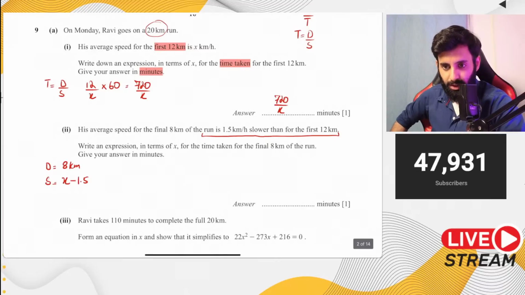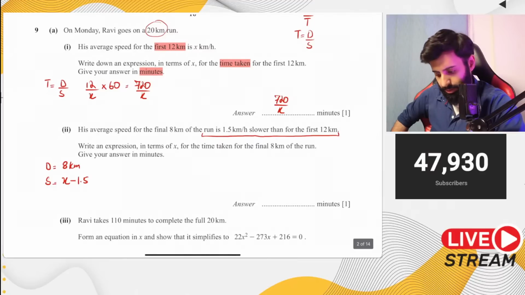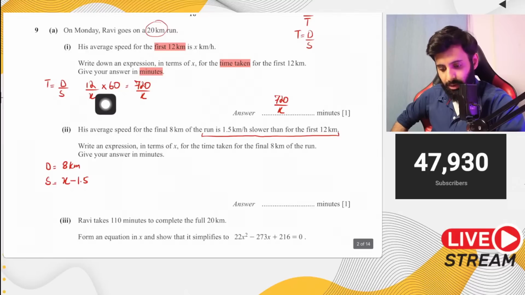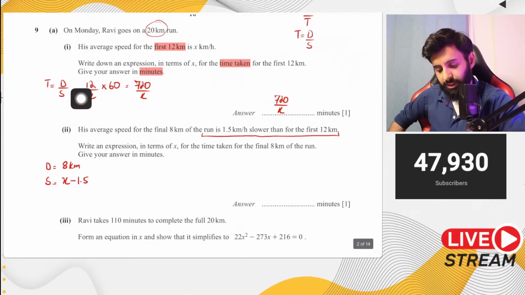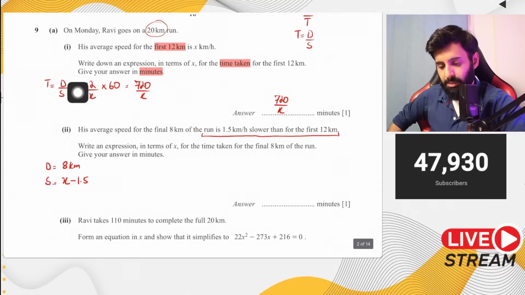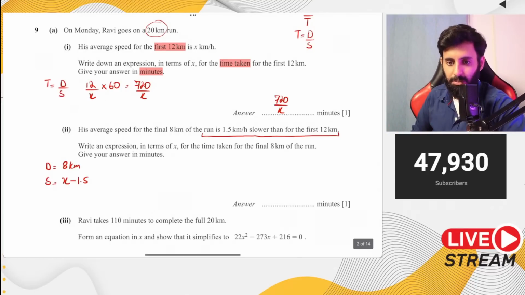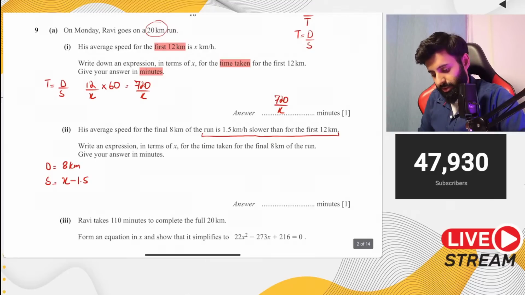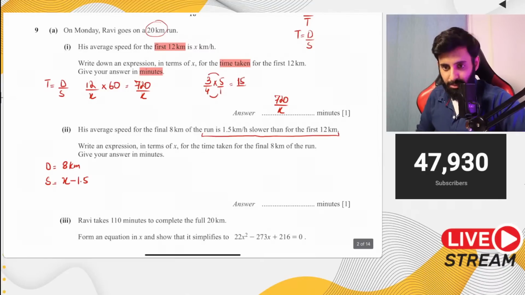Now, sir, why didn't we multiply x with 60 and not 12 with 60? Okay, so when you're multiplying two fractions, it's numerator with numerator and denominator with denominator. This is not a matrix that 60 gets multiplied by both. If you end up multiplying 60 by both, then you might as well just cancel it and not multiply it by anything at all. Remember this: if you have 3 upon 4 which you're multiplying by 5, numerator gets multiplied by numerator and denominator gets multiplied by denominator.